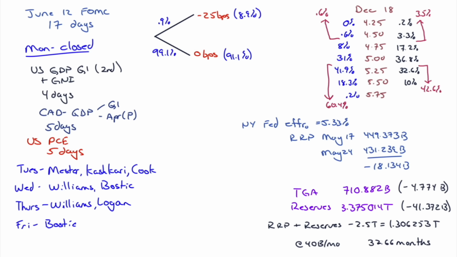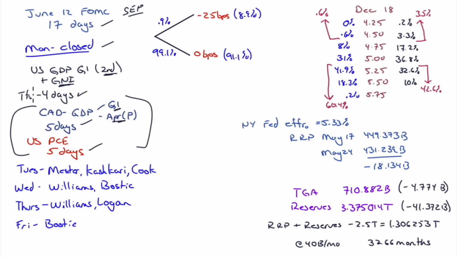Next, FOMC, 17 days away. We get a new summary of economic projections in there. Monday, we have markets that are closed. U.S. GDP for Q1, our second look at GDP for Q1, and our first look at gross national income in 4 days. In the U.S., PCE is 5 days away. In Canada, GDP for Q1 and a preliminary for April is 5 days away. So we get this on Friday.